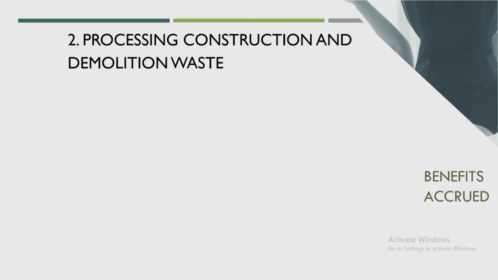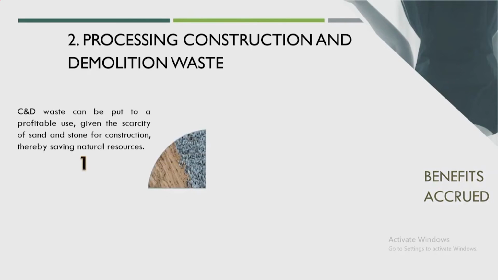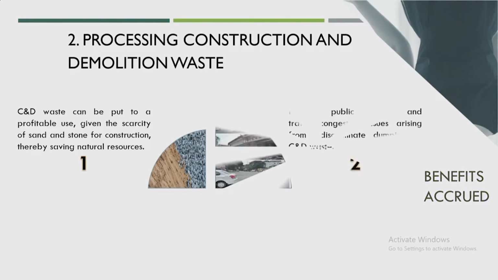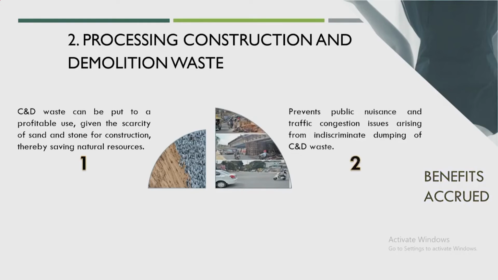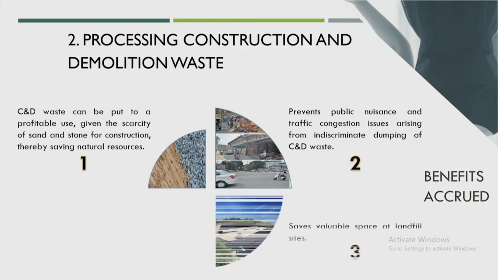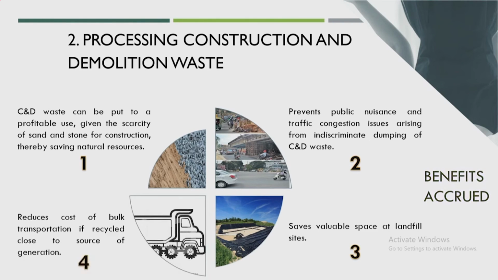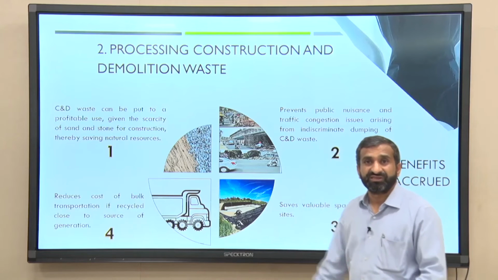Now, for the processing of construction and demolition waste, what benefits can we get? The C&D waste can be used as sand and stone for construction, easily reusable. Also, it will prevent public nuisance or traffic congestion caused by storing waste very close to the construction facility, which will obviously save valuable space at the landfill site if you are reusing such material, and finally reduce the cost of bulk transportation or recycling, if that kind of waste is reused in the generation facility itself.